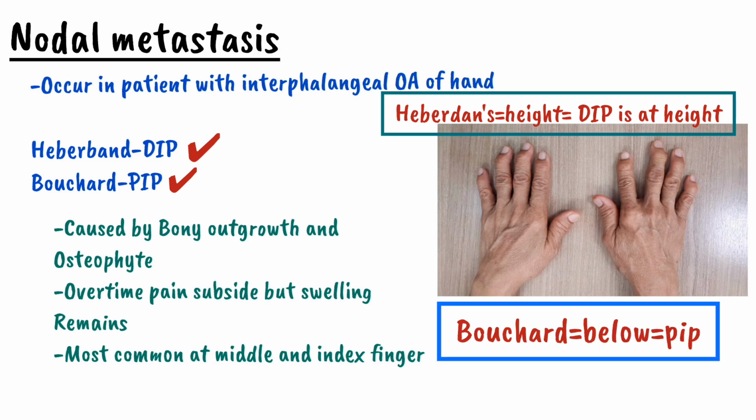So how do these nodes form? These nodes are actually caused by bony outgrowth and osteophytes. Over time, the pain resolves, but the swelling remains, and it forms nodes at the PIP and DIP joints. It most commonly involves the middle and the index finger.